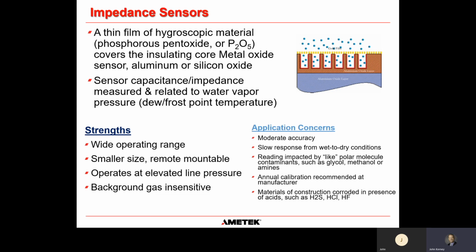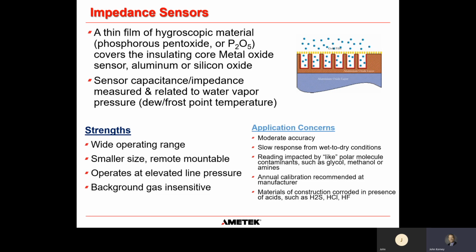Impedance sensors can operate at atmospheric pressure, but all the way up to typically line pressures could be thousands of psig. And they're able to operate up at the elevated line pressures. You don't necessarily have to regulate pressure down when you use these types of sensors. And generally speaking, impedance sensors are background gas sensitive. So you can have an impedance sensor and use it in let's say, air or nitrogen gas, for example, and then move it to helium, then move it to natural gas, which is primarily methane. And the sensors themselves are relatively insensitive to changes in the background gas.